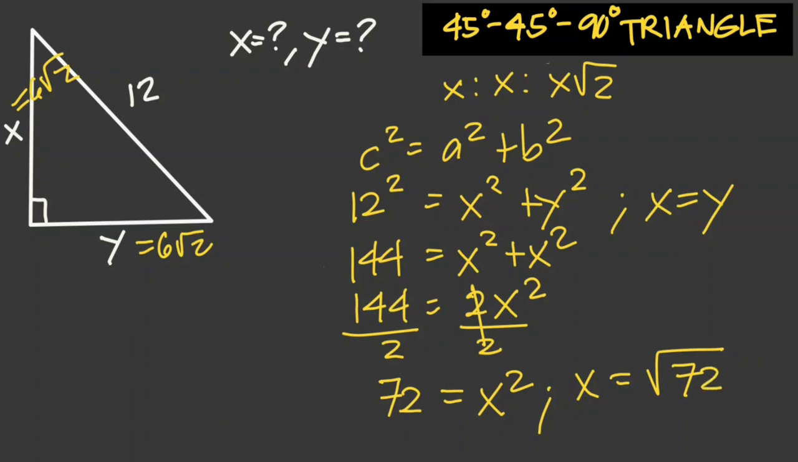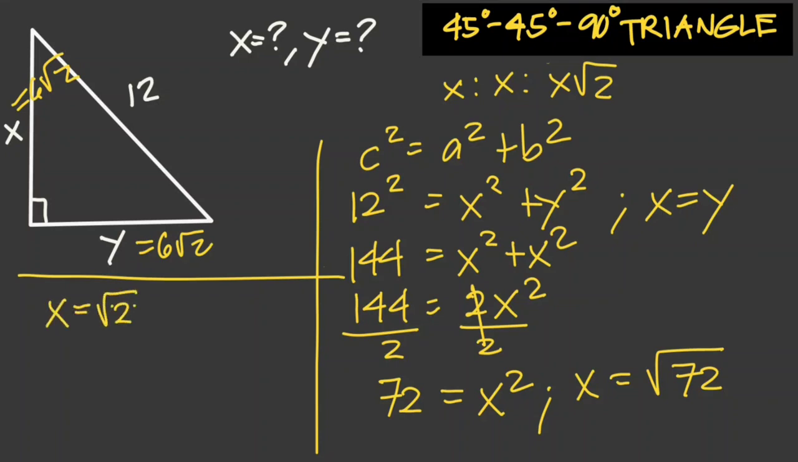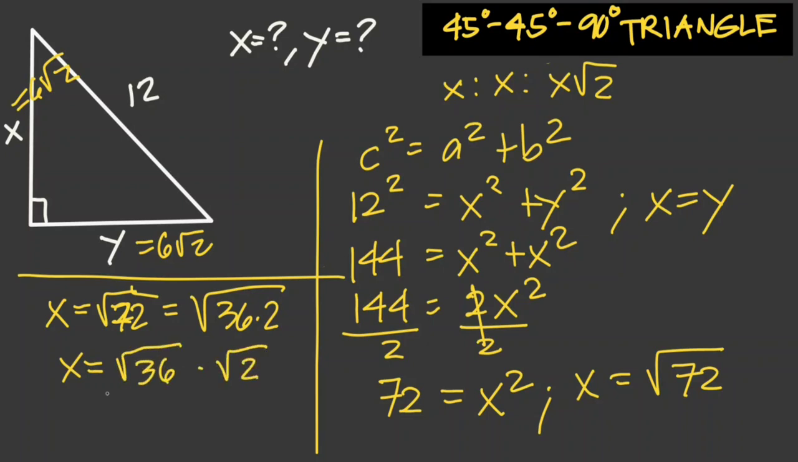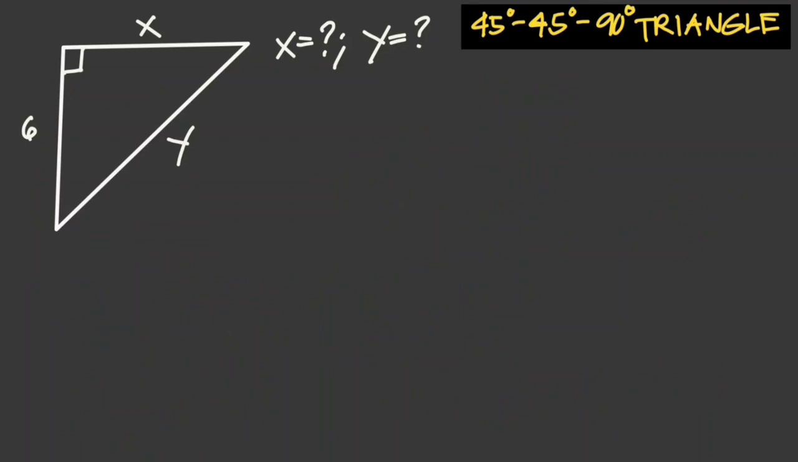And we can write 72 as 36 times 2, and 36 is a perfect square. So that is the square root of 36 times the square root of 2. 36 can be written as 6 squared, so x is just equal to 6 square root of 2. Therefore, x is equal to y and equal to 6 square root of 2. So with either method, we will get the same answer. So let's solve another problem here.